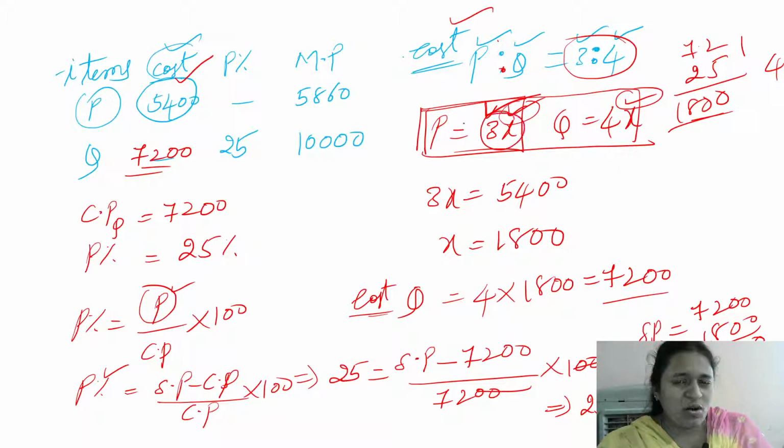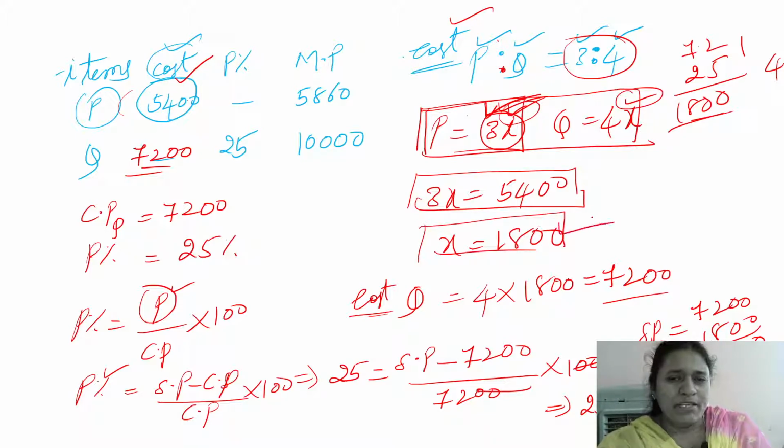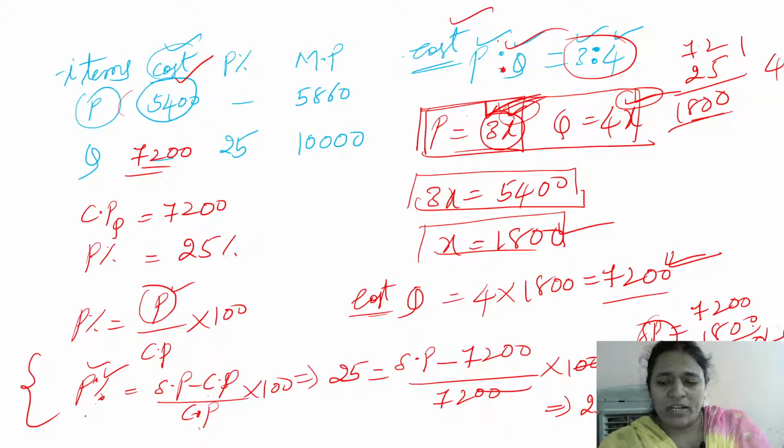Here we know the actual cost. According to the ratio, the cost of item P is 3x. Actual cost is 5400. That's why I equate this 3x with 5400. I got the value of x. By using this x, I got the cost price of item Q. From the given formula, I just substitute the profit percentage here and cost price here, right? Because we got the cost price here. From this we got the selling price of item Q as 9000.